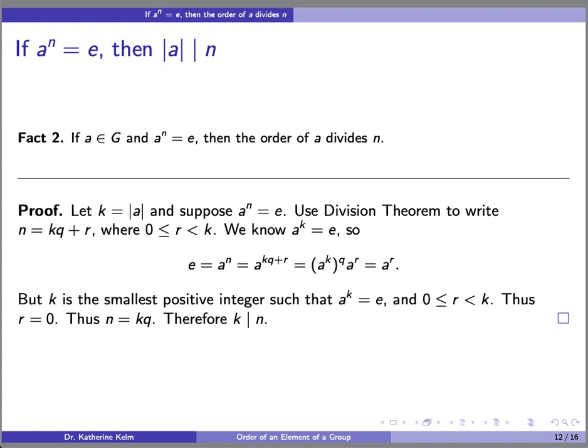But k, by definition of the order of A, is the smallest positive integer such that A to the k equals E. And r is non-negative and strictly less than k. Therefore, to avoid a contradiction, we must have r equals 0. Therefore, n equals kq. And therefore, k divides n as desired.